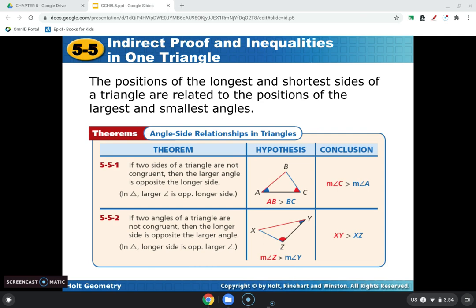This is lesson 5.5, dealing with inequalities in one triangle. The positions of the longest and the shortest sides of a triangle are related to the positions of the largest and smallest angle. In a triangle, the largest angle is across from the longest side, and the longer side is opposite the biggest angle, so vice versa. So you can always figure out, if you know how big the angles are, how big the sides are. Biggest angle across from biggest side, smallest angle across from smallest side.